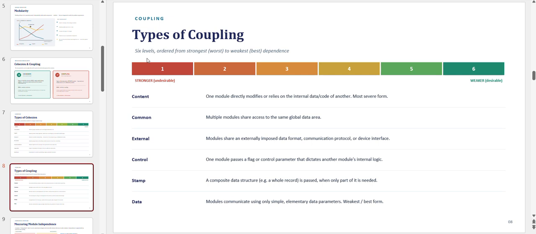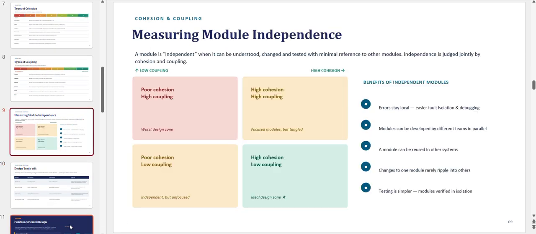In internal logic stamp coupling, a composite data structure is passed as an example: the whole world is passed when only one part of it is needed. Now, data coupling means modules communicate using only simple elementary data parameters, the weakest or best form. Now we will see cohesion and coupling, measuring module independence.